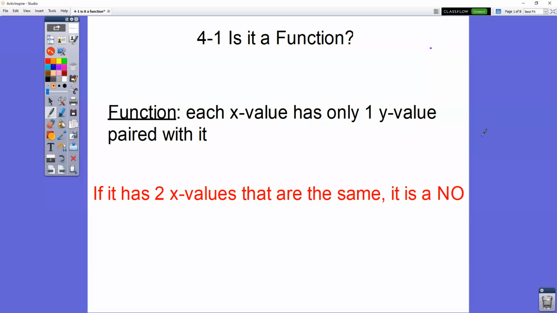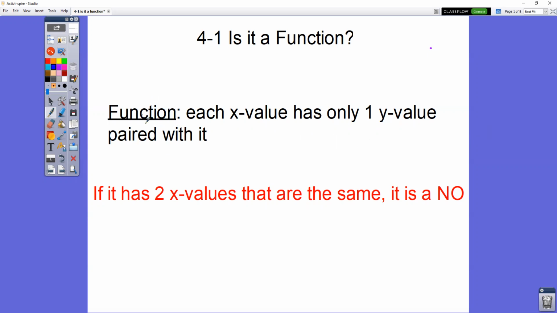So this is the lesson for 4-1. What we're doing today is we are looking to see whether things are functions or not. All of your answers today are either yes or no. There's no work to be shown. It's just yes, it is a function, or no, it is not a function. I will tell you that it is easier to pick out the no's than the yeses.